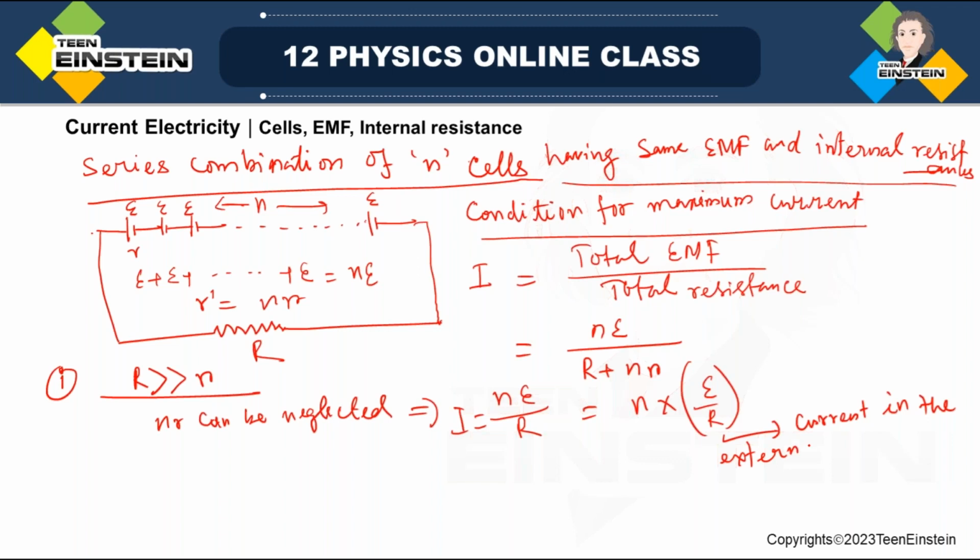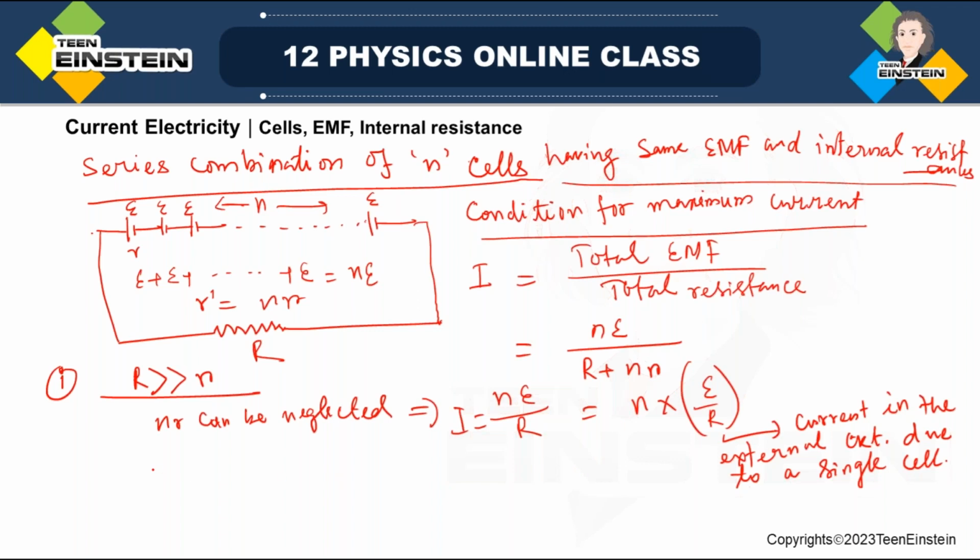External circuit, in short, is the circuit due to a single cell, and N is multiplied with that. That means we are going to get N times the current drawn from a single cell. Okay, N times the current.